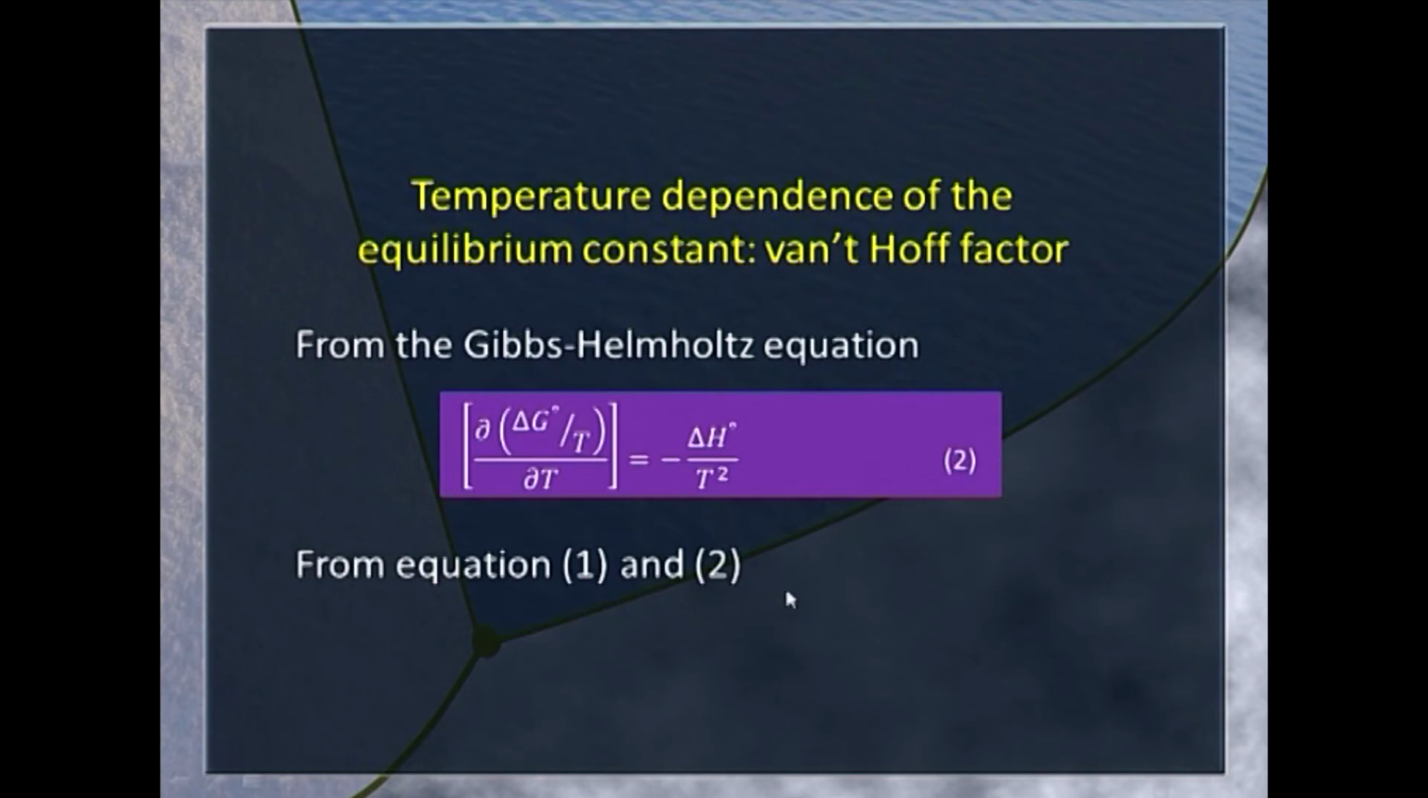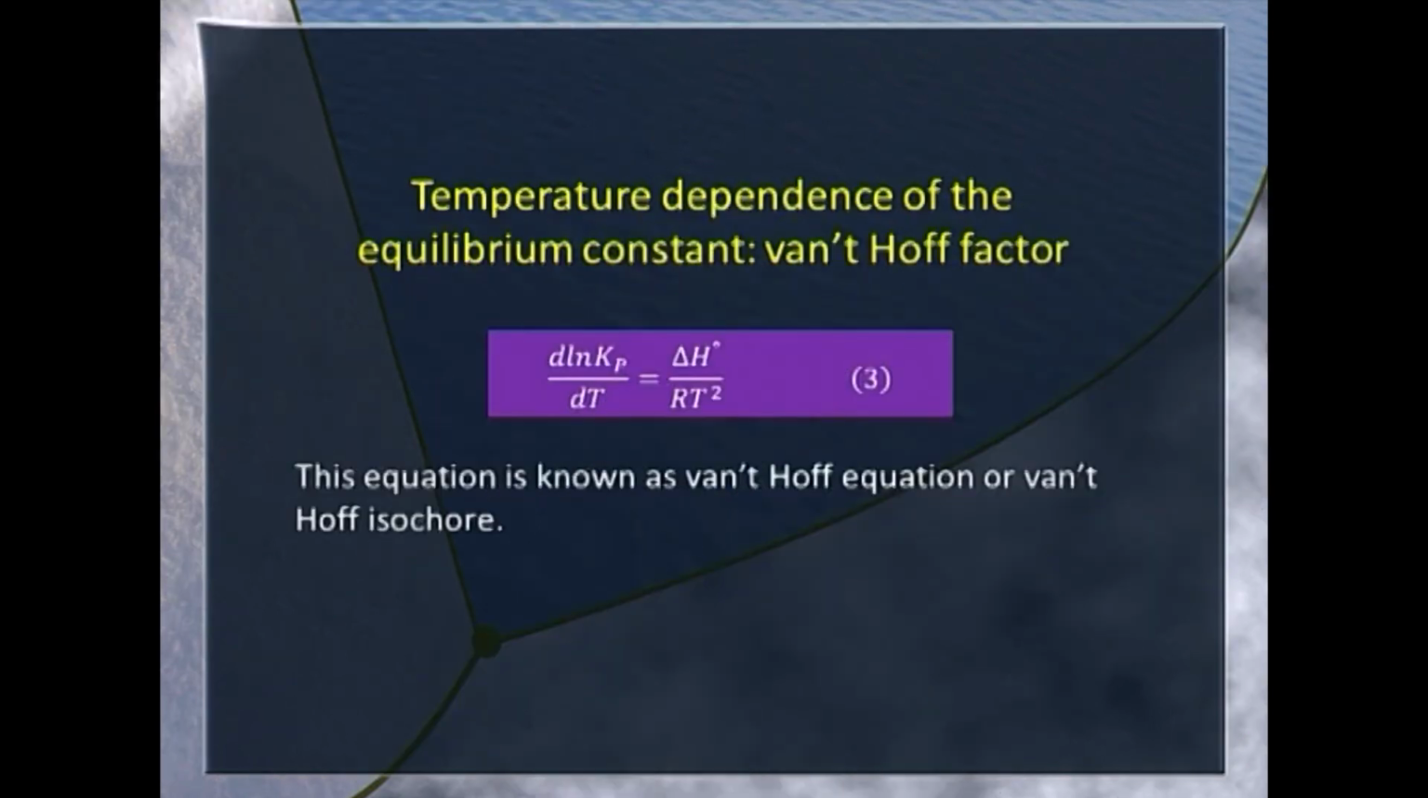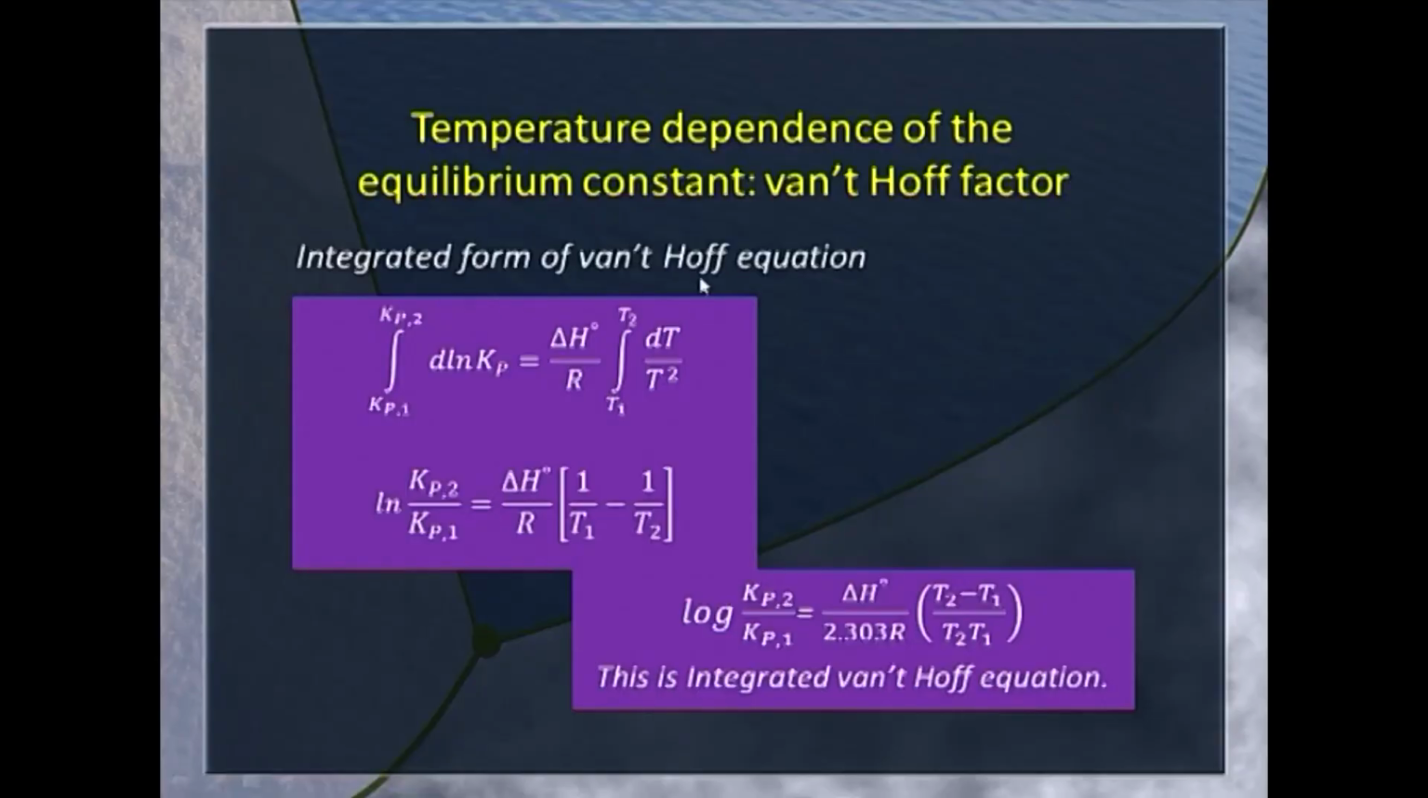So, we have to compare these two expressions. The left hand side of both equations is the same, so the right hand side has to be equal. That leads to a very important expression, that d ln Kp by dT should be equal to ΔH0 by R T square. This is a well known equation, known as the van 't Hoff equation or van 't Hoff isochore equation. If we try to integrate this van 't Hoff equation, so that we are in a position to find the equilibrium constant at two different temperatures, what can we do?